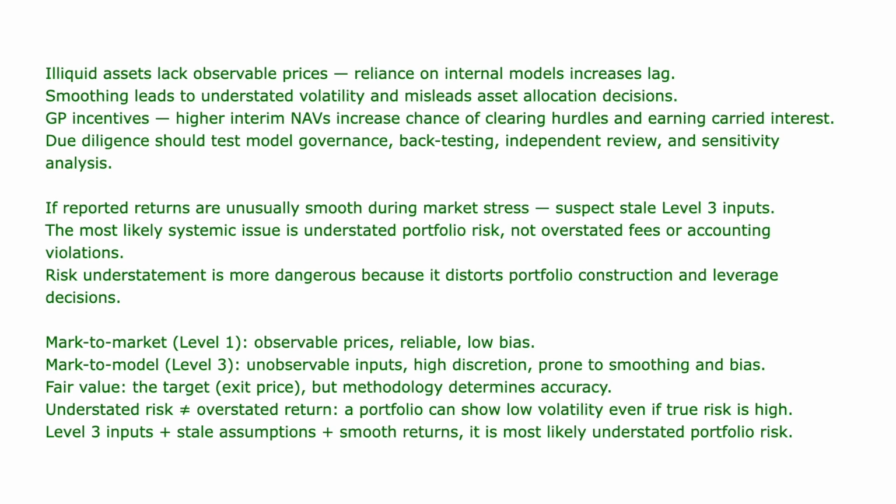Level 1, mark to market, is observable, reliable. Level 3, mark to model, is unobservable, discretionary, prone to smoothing and bias. If returns look unusually smooth during market stress, suspect Level 3 inputs. The systemic issue is understated risk, not overstated returns.